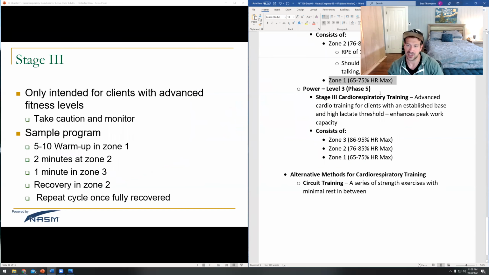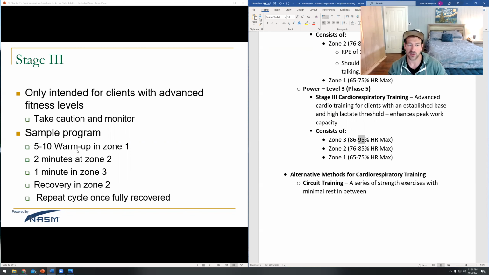So for clients in stage 3, this is advanced cardio training for clients with an established base and a high lactate threshold. The idea here is that you are enhancing peak work capacity. We are getting your heart rate up really high, right? Like 95% sometimes. This should obviously be used with caution for every client, but especially seniors.